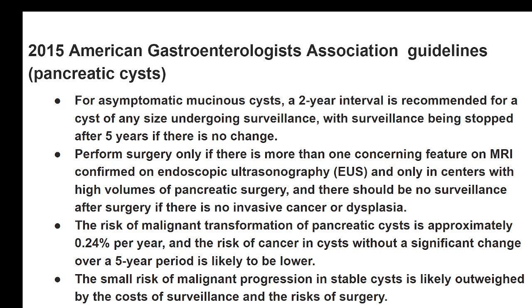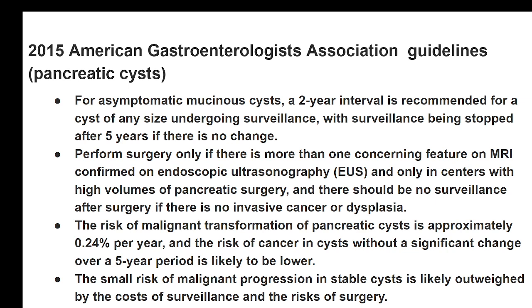For an asymptomatic mucinous cyst, a 2-year interval is recommended for a cyst of any size undergoing surveillance, with the surveillance being stopped after 5 years if there is no change. So the guideline is if there is a cyst, every 2 years you have to monitor whether the cyst is increasing in size or whether the consistency of the fluid inside is changing. If there is not much of a change, then after 5 years there is no need to follow up. It will remain as such or gradually it may get reabsorbed, and doesn't need any intervention.